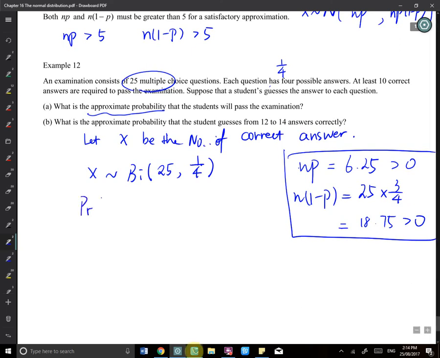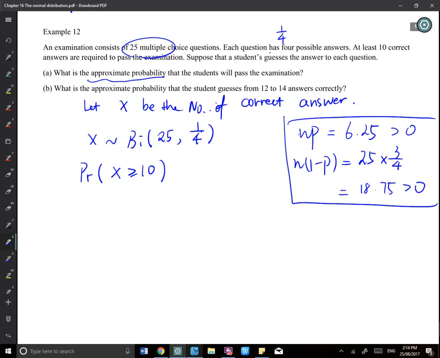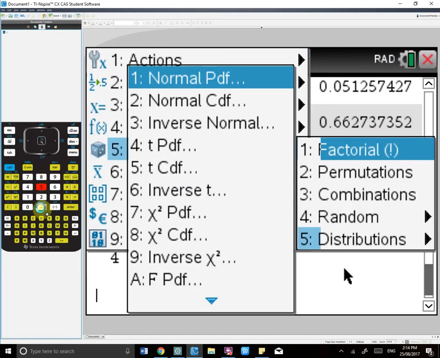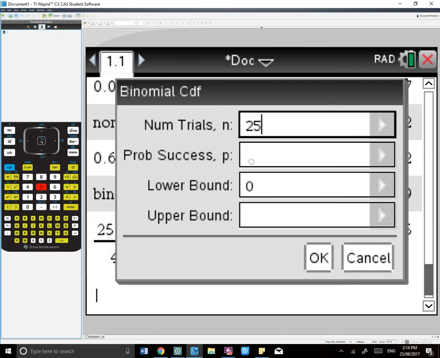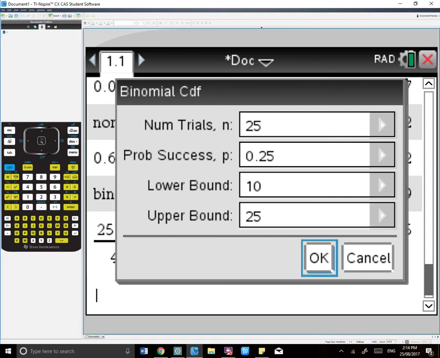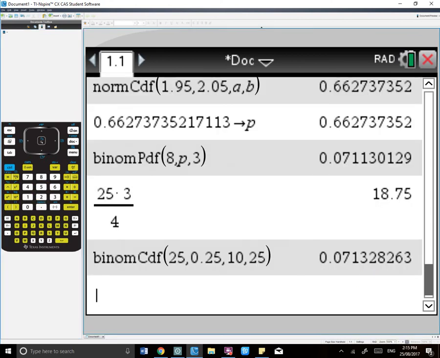What I want is the probability that X is greater than or equal to 10, so that I can pass the examination. But I'm not using binomial to calculate. If you use binomial to calculate, on the calculator we use menu 5 5 E: number of trials 25, success rate 0.25, lower bound 10, upper bound 25, and then enter, and I have 0.071 something. That's the exact rate I can pass.